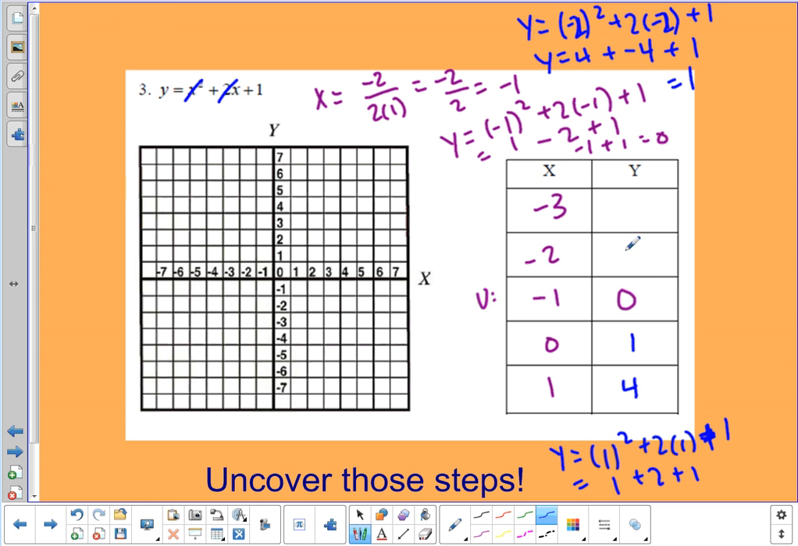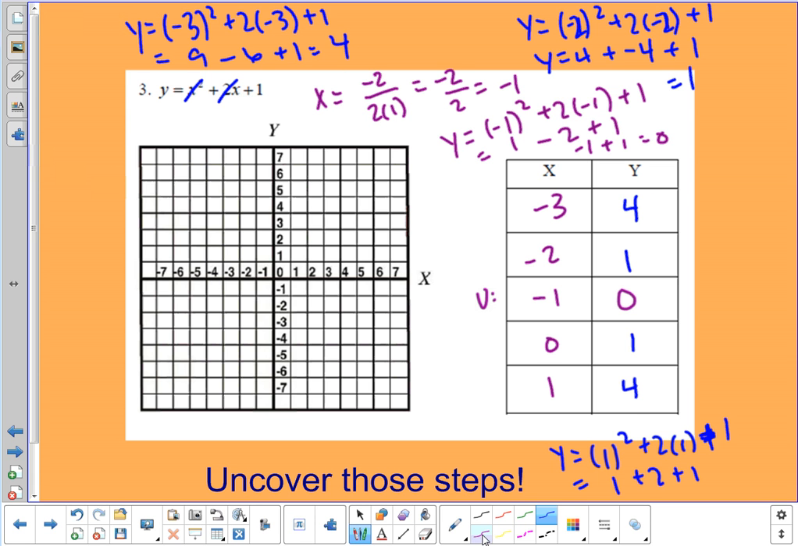which is going to just give me 1. If I plug in negative 3, I have y is equal to negative 3 quantity squared plus 2 times negative 3 plus 1. Negative 3 squared is positive 9. That's minus 6 plus 1. 9 minus 6 is 3, plus 1 is equal to 4. So that is going to give me 4.